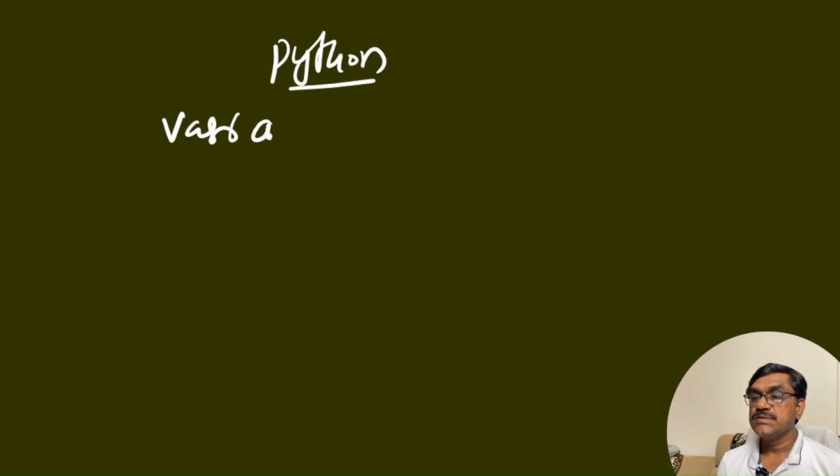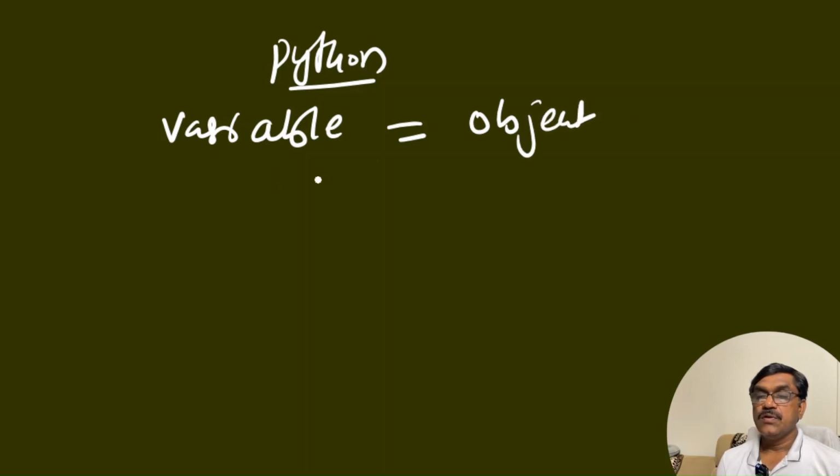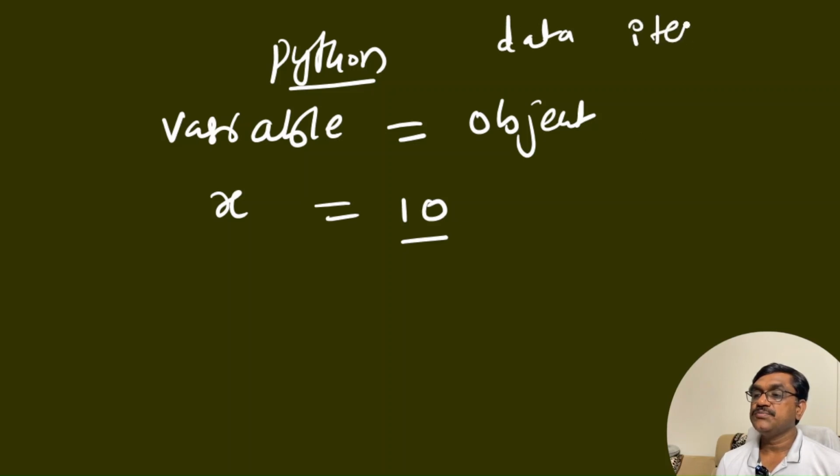Finally, I can conclude that in Python, a variable can be assigned like this: variable equals object. No need of declaring a variable in advance. Directly we can say some variable equals object. What do you mean by this? Previously I said variable x equals 10. 10 is the data item. Any data item in Python is called an object.